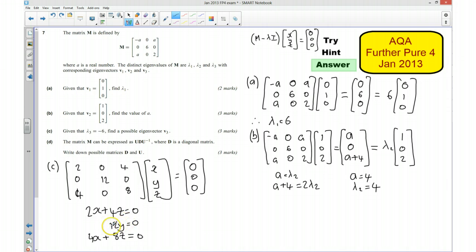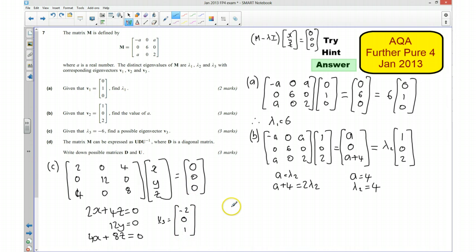So y is always going to be 0 according to this, so I can start off by saying that vector 3 is going to be, well, that's got to be 0 there, and 2x plus 4z is going to be equal to 0, so I could choose my x value to be -2 and my z value to be 1, and that's going to make that work. So my third possible eigenvector, and we call it a possible eigenvector because remember it can be any multiple of this, is going to be -2, 0 and 1.